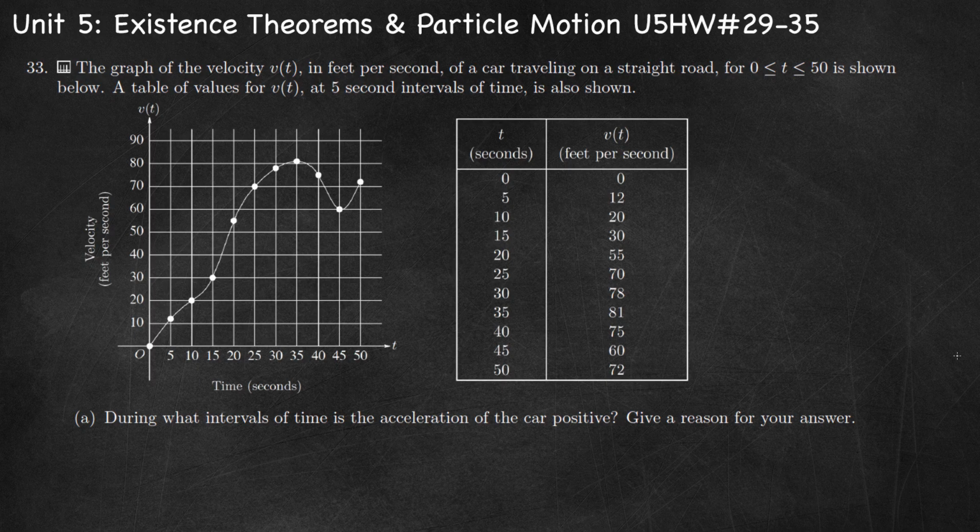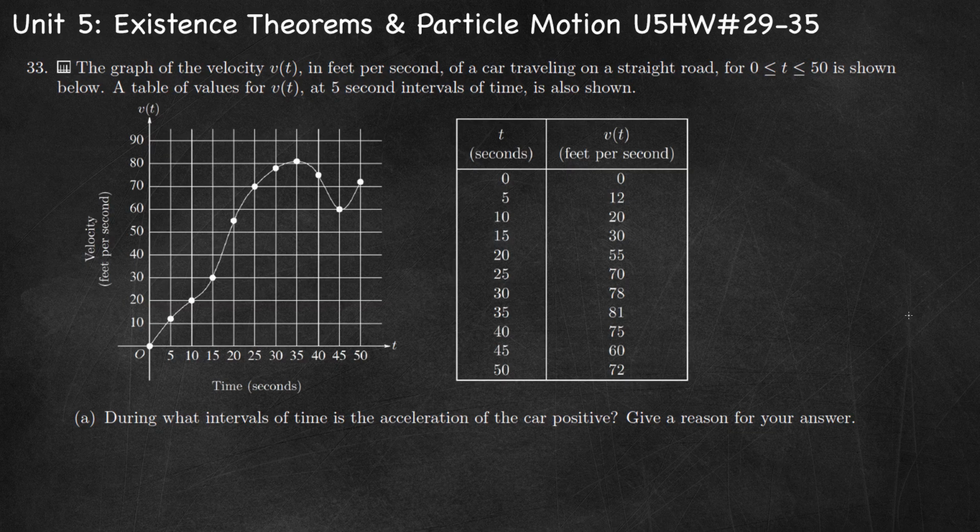Number 33, the graph of the velocity v of t in feet per second of a car traveling on a straight road for time 0 to 50 is shown below. A table of values at 5-second intervals of time is also shown. During what intervals of time is the acceleration of the car positive? We're looking at the velocity graph, so acceleration would be the slope of this graph or the derivative of this graph.